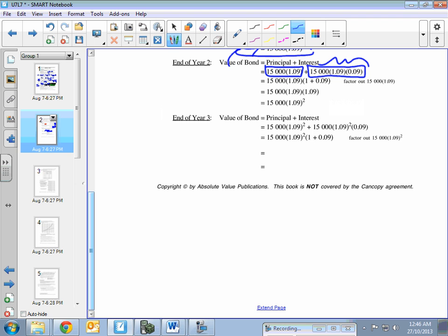So there is a pattern going up here. I'm not going to keep explaining it because not being here in person might confuse you. I'm just going to tell you the pattern. So at the end of year three, it'll be 15,000 times 1.09 cubed. You can see that this exponent will always be the same as the year. After year two, your interest rate was squared, okay?